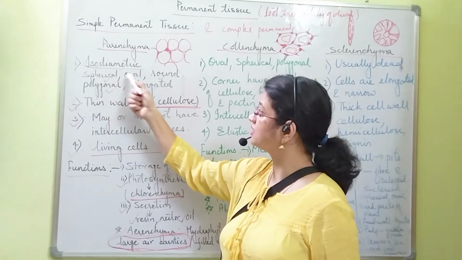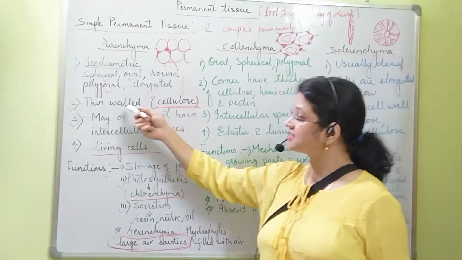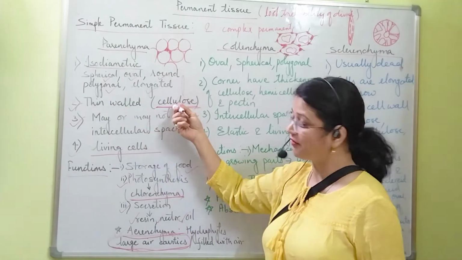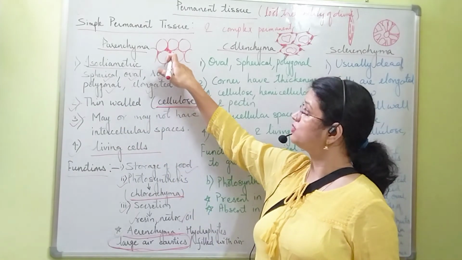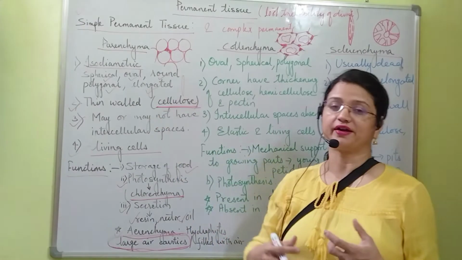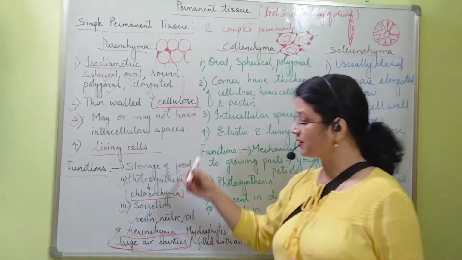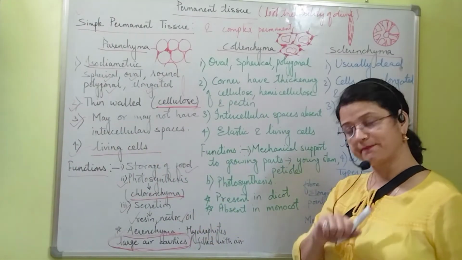They can be spherical, oval, round, polygonal or elongated in shape. The cell wall is thin and it is made up of cellulose. Intercellular spaces may be present when the cells are loosely arranged, or it can be absent, and these cells are living cells because protoplasm is always present.